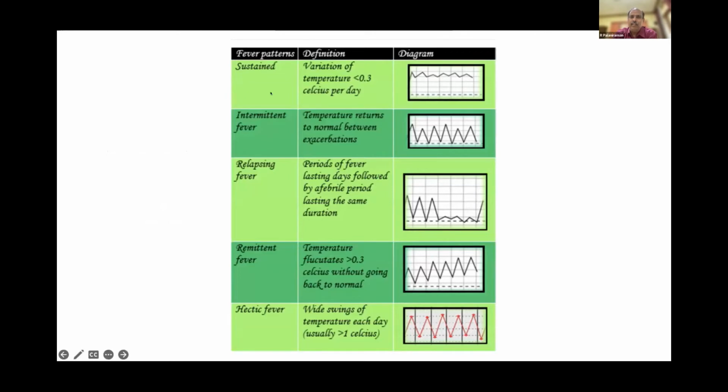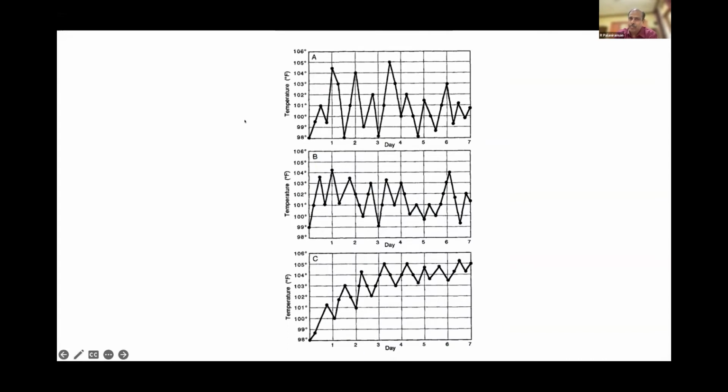When it comes to sustained fever, usually the temperature variation is less than 1 degree Fahrenheit. Some texts say less than 1 degree centigrade. There is no fluctuation; then it is called a continuous or sustained fever. But whenever there is a daily temperature peak and the temperature touches the baseline, it is known as intermittent fever. Whereas when the temperature doesn't touch the baseline and the fluctuation is more than 1 degree centigrade, it is known as remittent fever. So what do you mean by hectic fever? Whenever there are wide swings of temperature each day, more than 2 to 5 degrees centigrade, it is known as hectic fever. Here again, there are graphs to explain this.